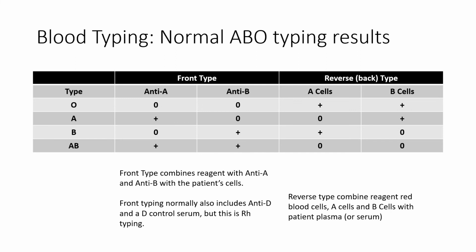When we do a front type, we're going to mix the patient's cells with anti-A and anti-B, centrifuge, and observe for agglutination. A front type normally also includes anti-D and D control serum, but this is the RH type, and we'll cover that in another lecture. The reverse type combines reagent red cells, A cells, and B cells with the patient's plasma or serum. Then it's centrifuged and observed for agglutination.